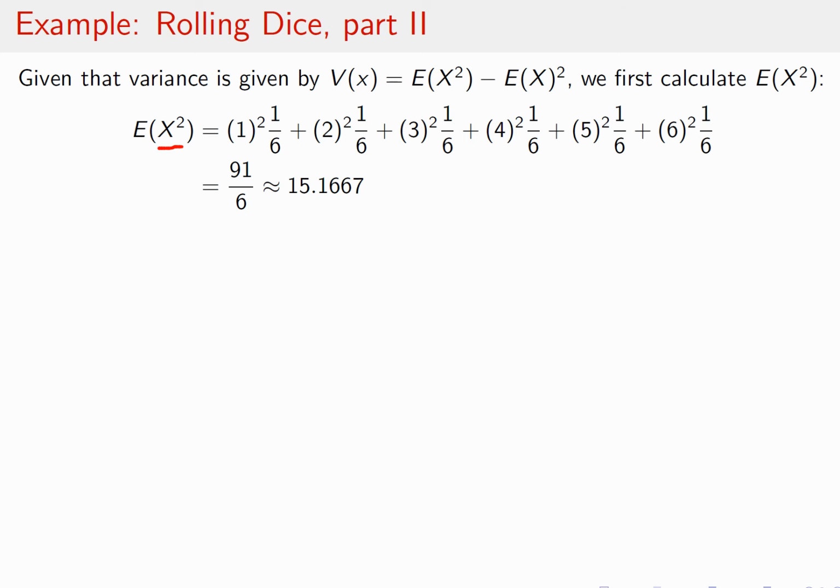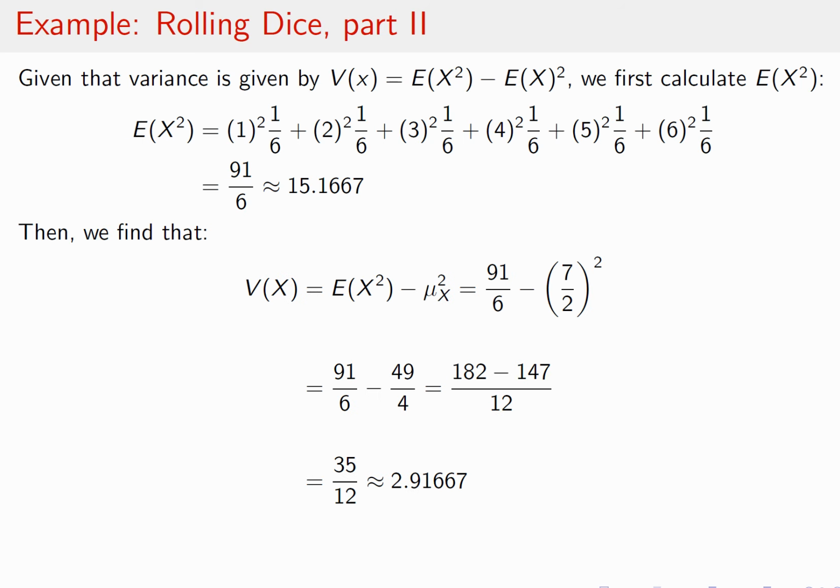That's only the first term, though. I have to take and subtract this last term. Wait, I'm sorry, that's not the last term. This is the last term, sorry. And when I do that, I'll have the 91 over 6 subtracted off, and I need to subtract the 7 halves squared, which is 49 over 4.